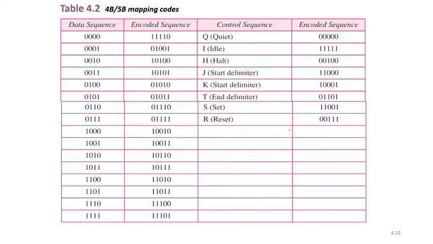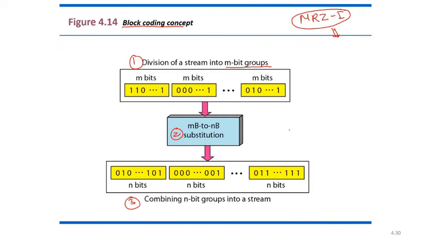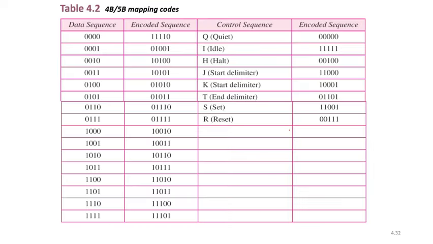So here are the different schemes. Block coding is also of two different types. Into that, we will just see 4B/5B. That means 4-bit data is there, and we are going to convert it into 5-bit data.